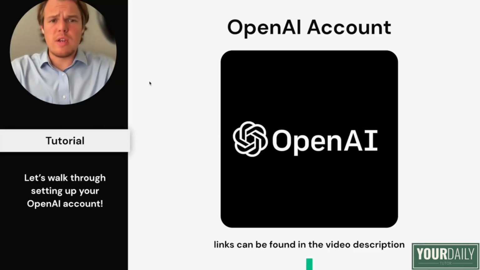The first thing we need to do is set up an OpenAI account. This is what's going to give us access to the API so we can integrate that with Zapier and start using ChatGPT in our Zapier flows.